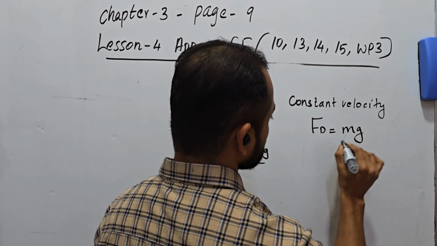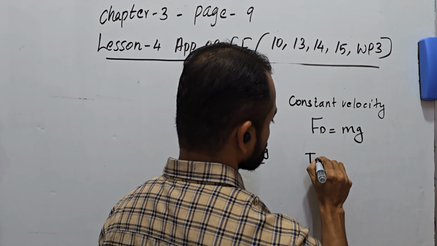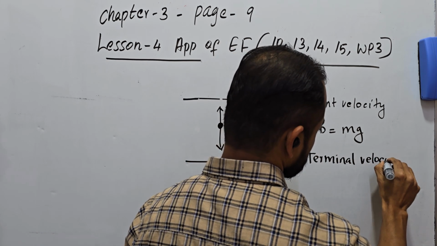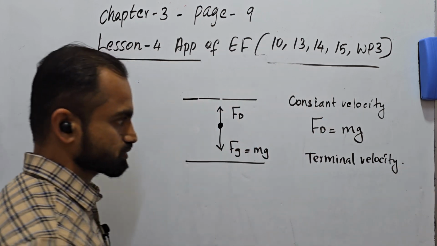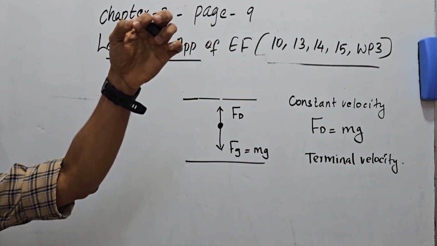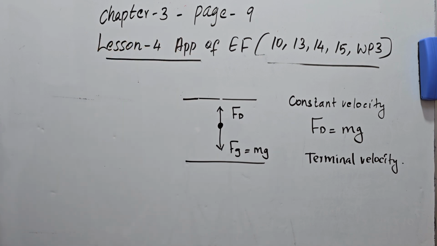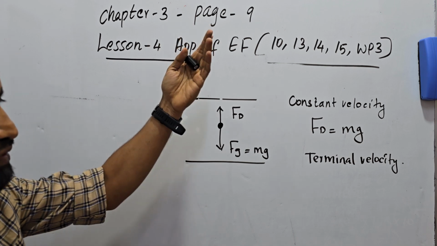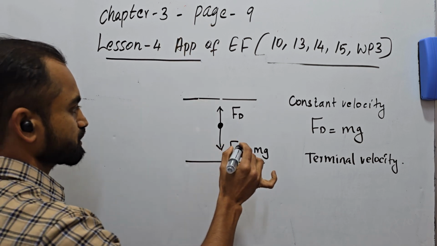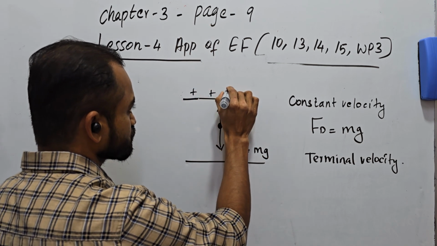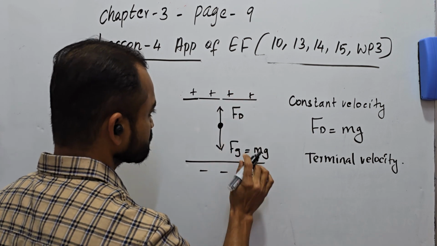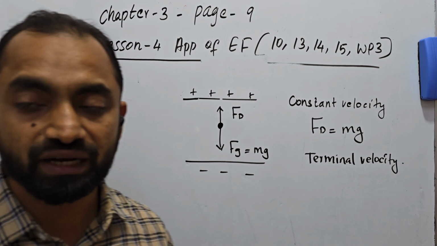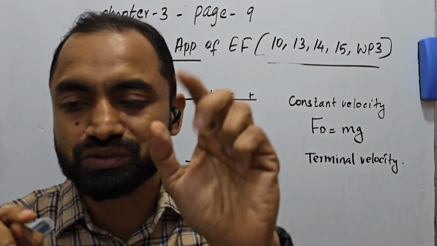And what is the name of this constant velocity? This constant velocity is called terminal velocity, that you have studied in grade 9. If an object is falling at a constant velocity, that velocity is called terminal velocity. If an object is in terminal velocity, upward force and downward force will be equal. Then next, if we apply the potential difference here, this oil drop will be attracted. And we know that drag force will act only if the object is moving.